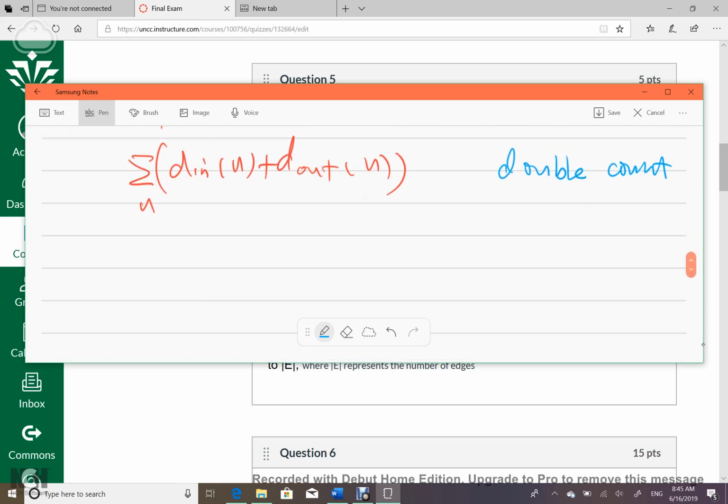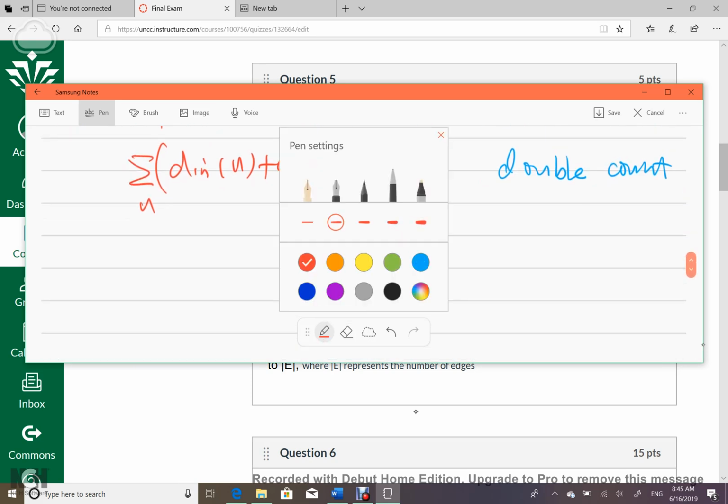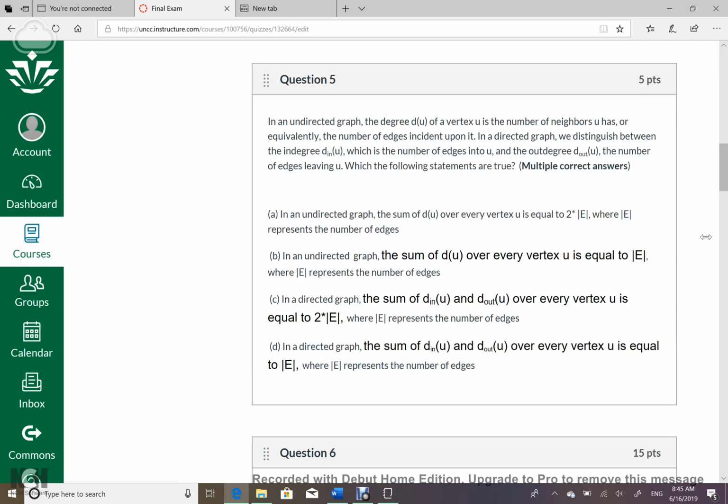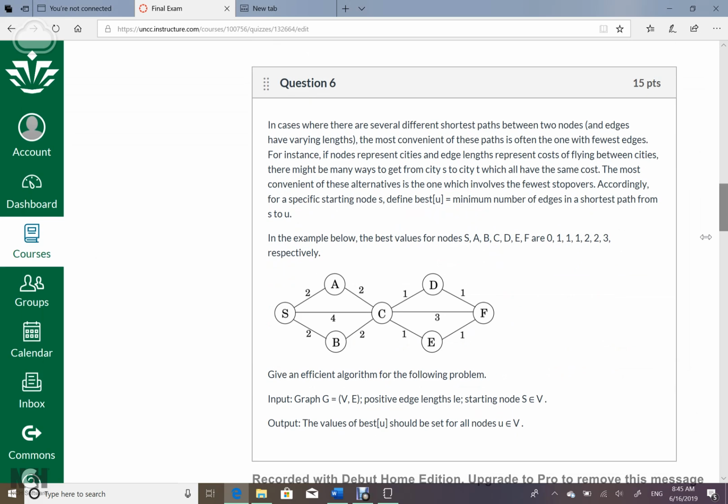Okay. Now let's take a look at another question. We finish this question. Let's check for question 6. In question 6, take a look at this one. And this question is a little bit tricky. In cases where there are several different shortest paths between two nodes, and edges have varying lengths, the most convenient of these paths is often the one with fewest edges.